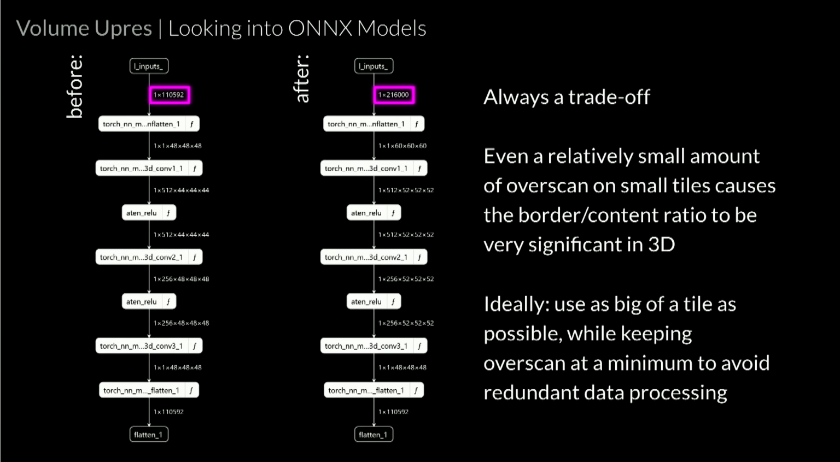Adding overscan or padding, and therefore being able to work with bigger kernel sizes, is always a trade-off. Even a relatively small amount of overscan on small tiles causes the border to content ratio to be very significant in 3D. That would mean that the model has to process a lot of redundant data during training, and even more important, during inference, which slows down the performance. Ideally, you would use a tile as big as possible while keeping overscan at a minimum to avoid redundant data processing.